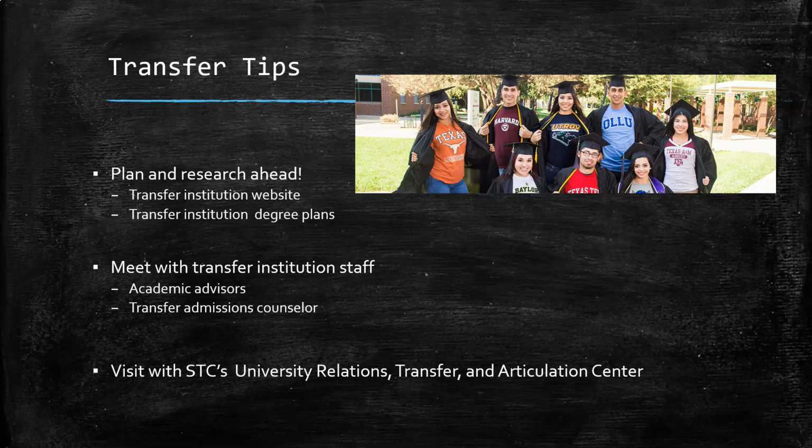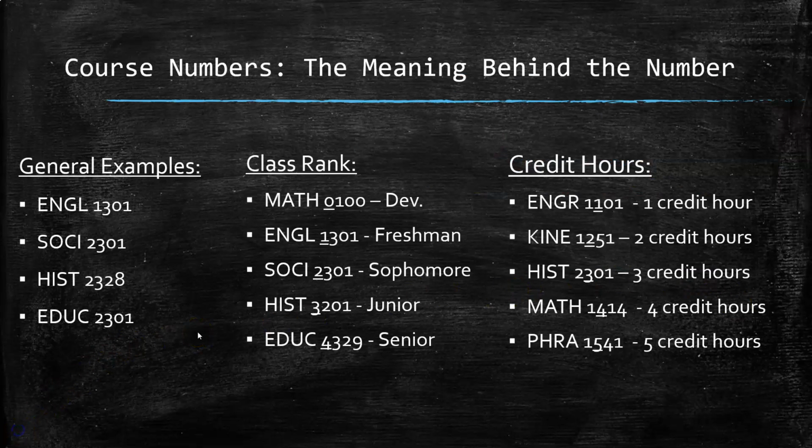But the bottom line is you need to plan ahead. Now, we just looked at the degree plan for sociology. We could have looked at any degree plan, but you'll remember that we talked about course numbers, right? A course number is made up of 4 letters, which identify the subject, and 4 numbers, which indicate the very specific class. So you see some generic examples there on your screen.